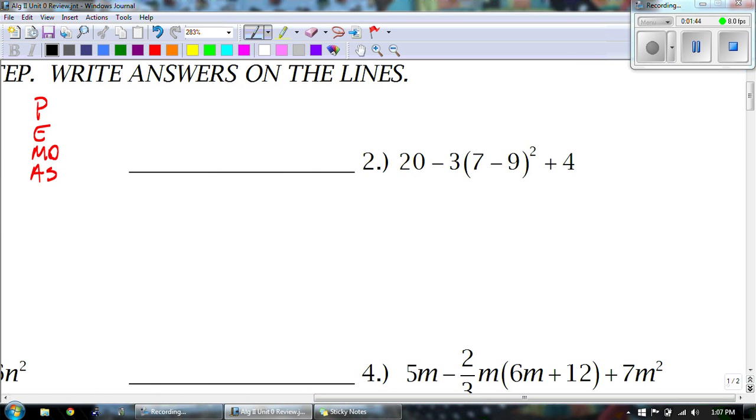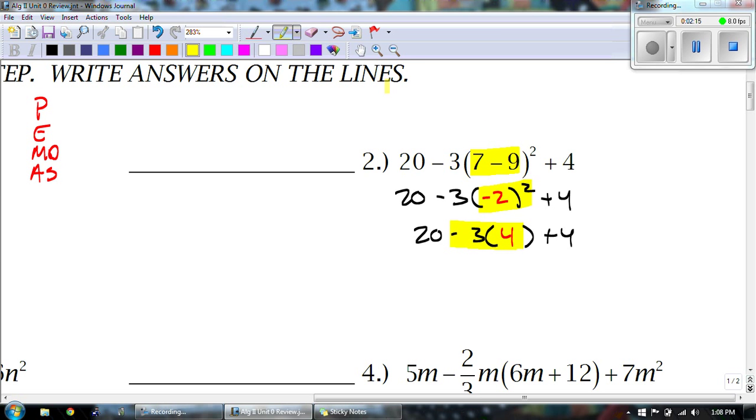All right, number 2. Remember, inside the parentheses first. Okay, so we have 7 minus 9, which is not just 2, it's a -2. After I take care of parentheses, I have to do the exponent, which means -2 times -2. Good, and that's a +4. Okay, now I can't subtract because I have to multiply. Okay, so 3 times 4 is 12. Good.